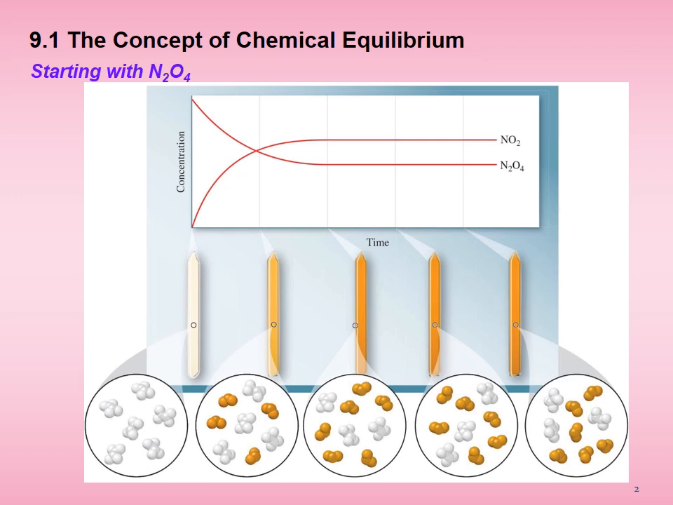Over time, the reaction mixture turns from colorless to light brown to a darker shade of brown. This signals the formation of nitrogen dioxide. There comes a point in time when the mixture's shade of brown no longer changes. That is, its intensity is maintained. This gradual change is represented by 5 snapshots of the contents of the reaction vessel over time, as well as what happens at the molecular level.